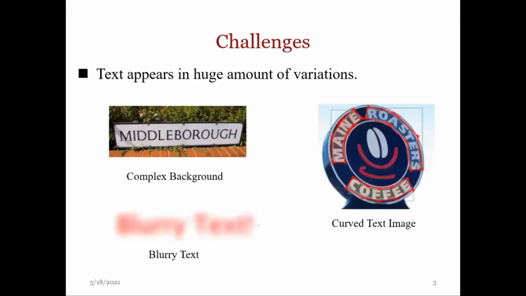And then we may have curved text images. They may not lie horizontally or vertically. They may be curved. And we may also have blurry text. It's kind of hard; even people may feel it is very hard to read.